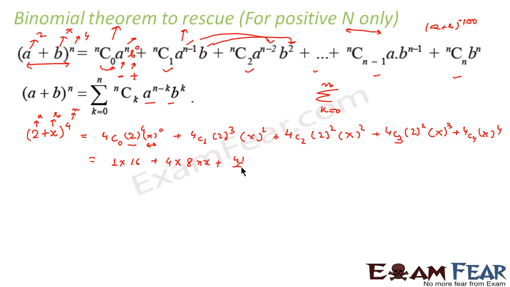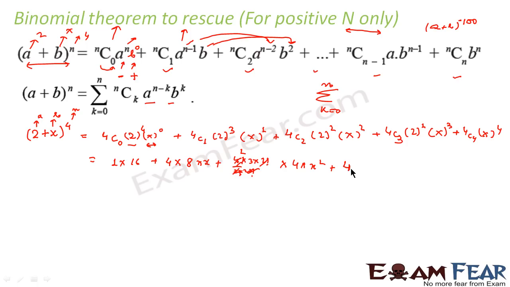4c2 is equal to 4 factorial by 2 factorial into 2 factorial, and that becomes 4 into 3 into 2 factorial. So we'll cancel this, it becomes 6, into 2 to the power 2 is equal to 4, into x square.